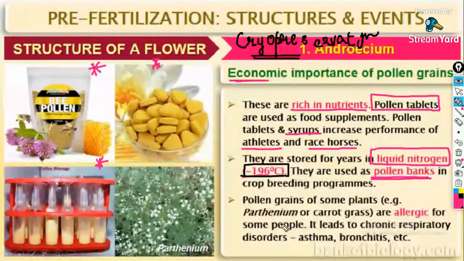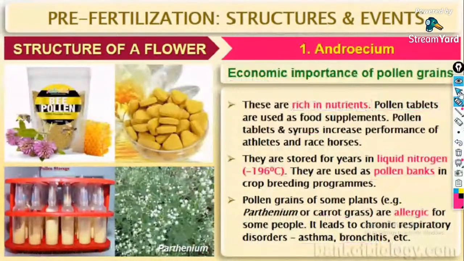Pollen grains of some plants such as parthenium or carrot grass are allergic for some people. It leads to certain chronic inflammatory diseases such as asthma and bronchitis. I hope you are clear up to the point over here.